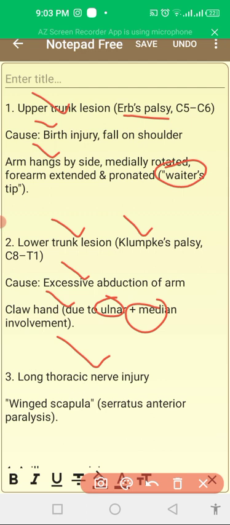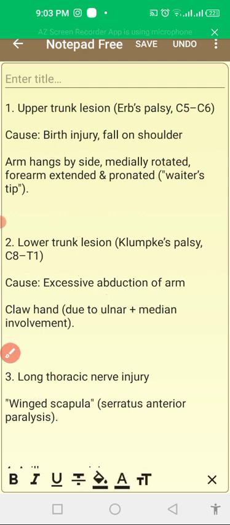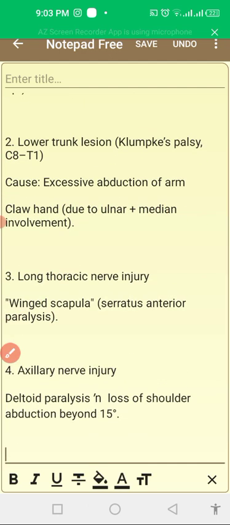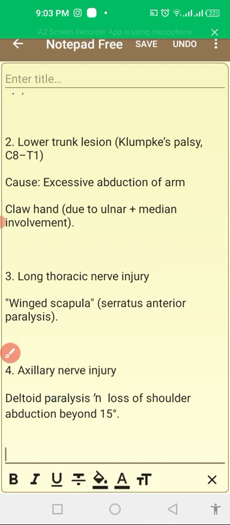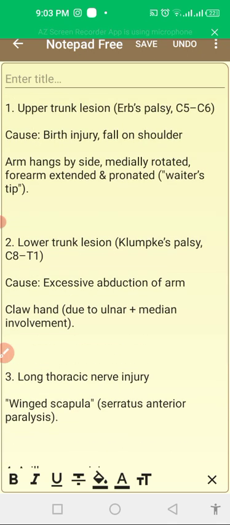Then comes the long thoracic nerve, whose injury presents as winging of the scapula, which is caused by serratus anterior paralysis. And then comes the axillary nerve, which causes deltoid paralysis and loss of shoulder abduction beyond 15 degrees. So in this way, these are the different nerve lesions resulting from different parts of the nerves.